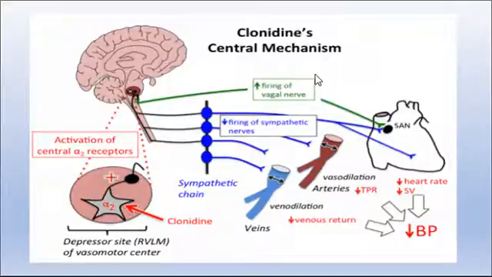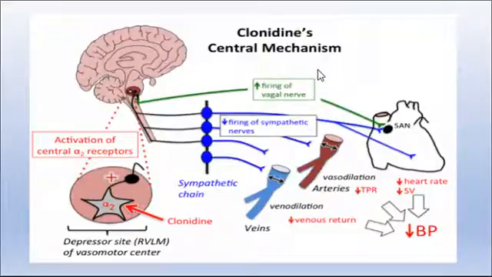Methyldopa is another, brand name Aldomet. Methyldopa is the drug that you will see used in pregnancy for hypertension, because it passed the first, really the second trimester, but often we start it in the first. Methyldopa is the safest one.